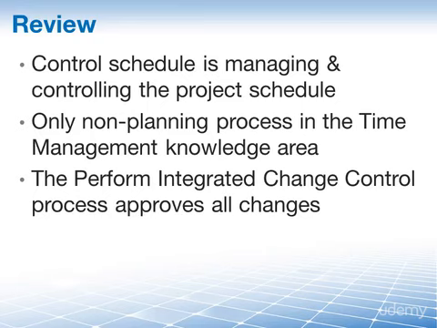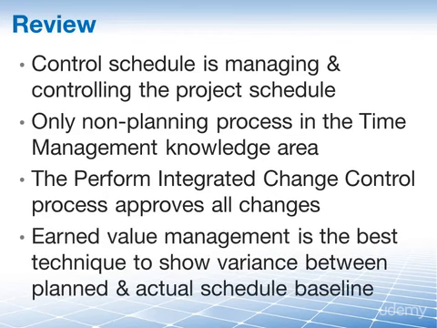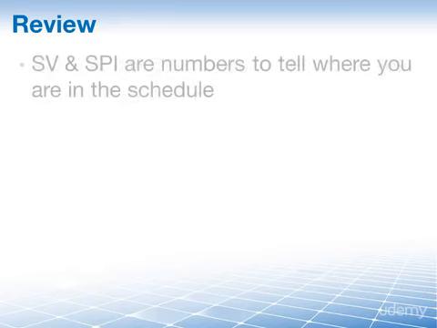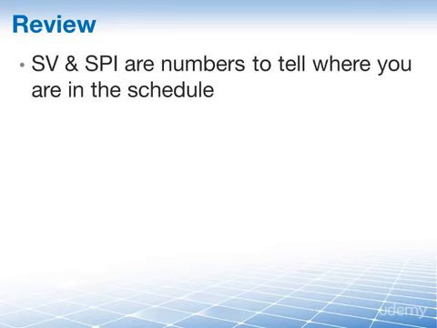And the best technique to show variances between the original baseline and the actual baseline is, what do you think? Yes, of course, it is earned value management. And it is earned value that gives us the two numbers of schedule variance, SV, and schedule performance index, SPI. These two numbers show you where you are in your schedule. Are you ahead or are you behind?